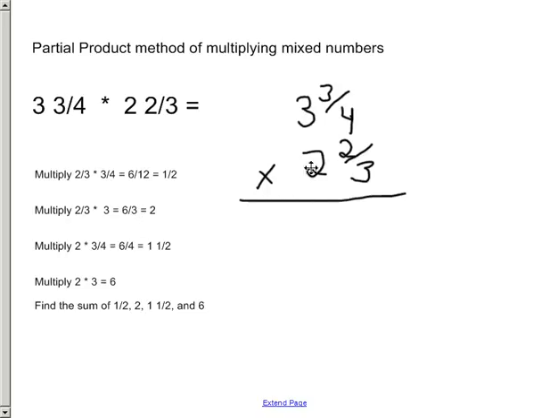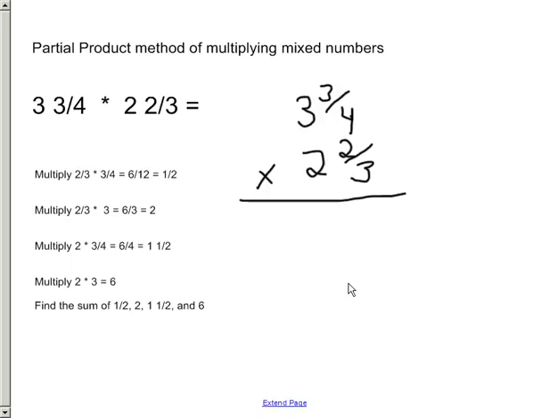Then I'm going to multiply 2 times 3/4. 2 times 3 is 6. 1 times 4 is 4. 6/4 is the same as 1 and 1/2. And then I multiply 2 times 3, which equals 6.